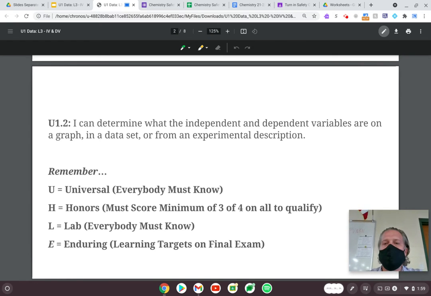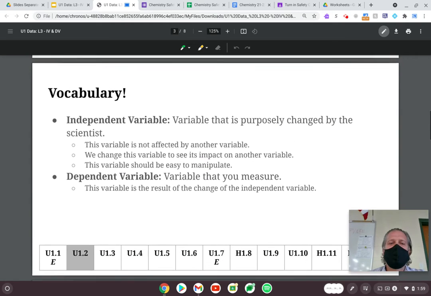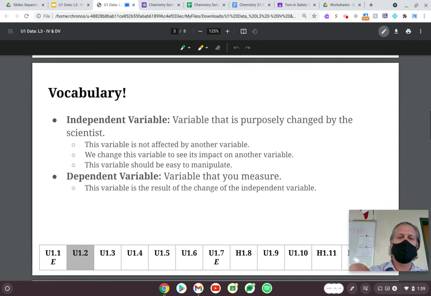So here we go. First of all, there's a couple of things that we should keep in mind in terms of independent and dependent variables, and one of those things is making sure that we're all speaking the same language, which in this case means that we are talking about vocabulary. So the independent variable is the variable that is purposefully changed by the scientist. It's something that is changed to see what happens.